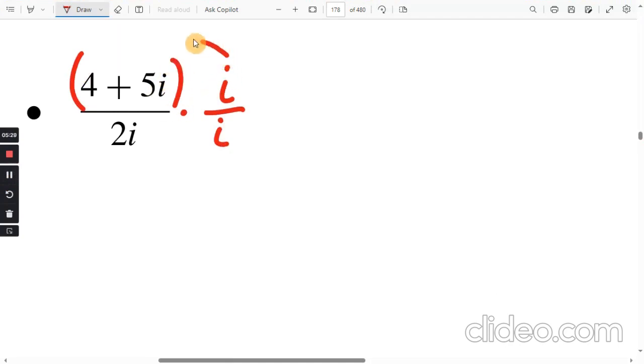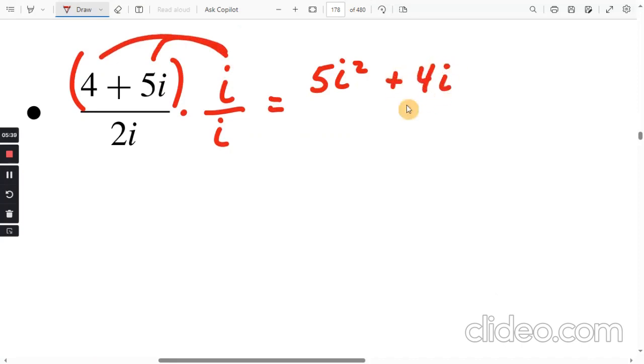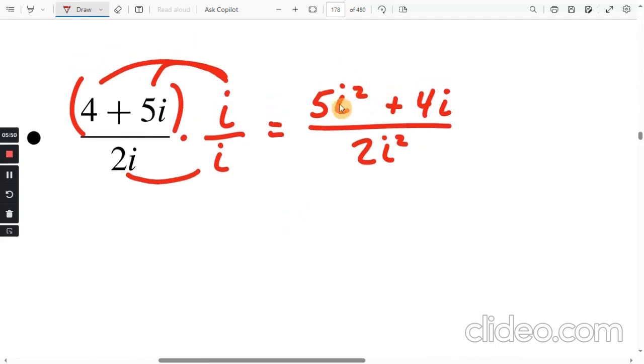Distributing I times 5i is 5i squared. I times positive 4 is 4i. On the bottom, 2i times I is 2i squared. Now remember, I squared is negative 1. And 5 times negative 1 is negative 5. Bottom, same thing. I squared is negative 1. And 2 times negative 1 is just negative 2.